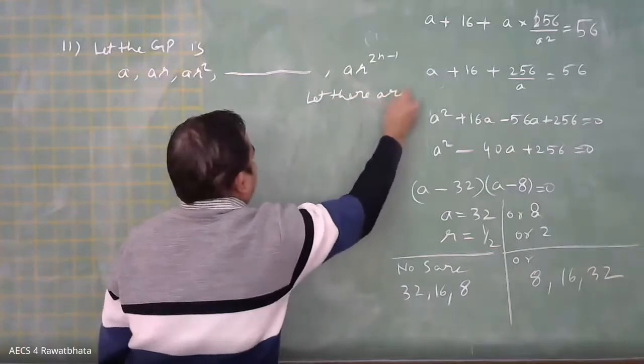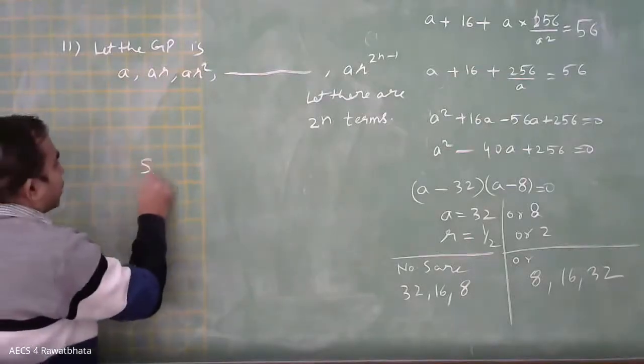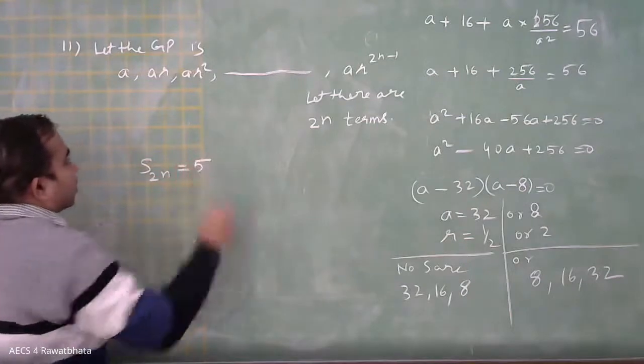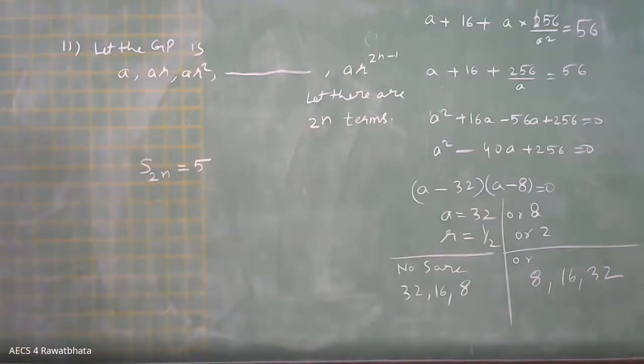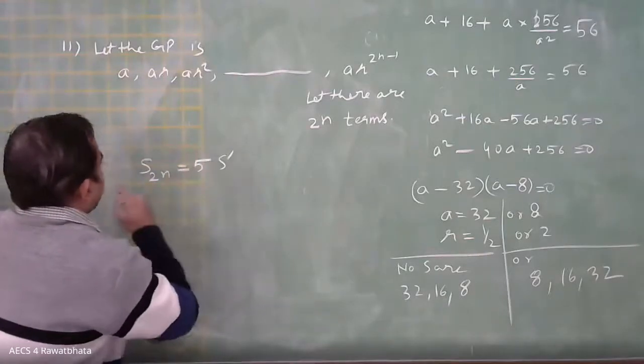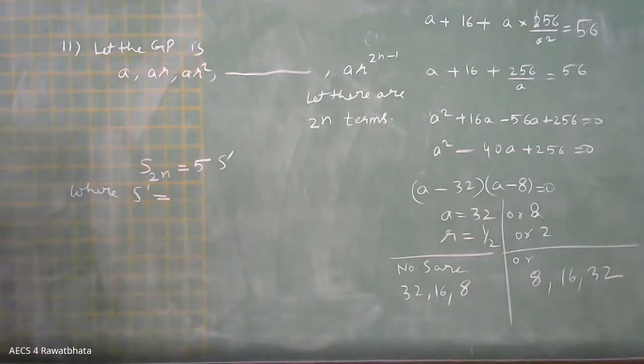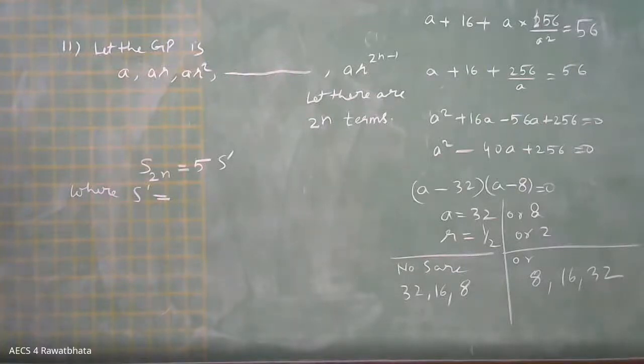Next line. If the sum of all the terms is 5 times the sum of terms occupying odd places, then find its common ratio. Okay, if the sum of all the numbers, which is S2n, is 5 times the sum of the numbers occupying odd places, let it be S dash. Then we have to find out the common ratio. Let us try.